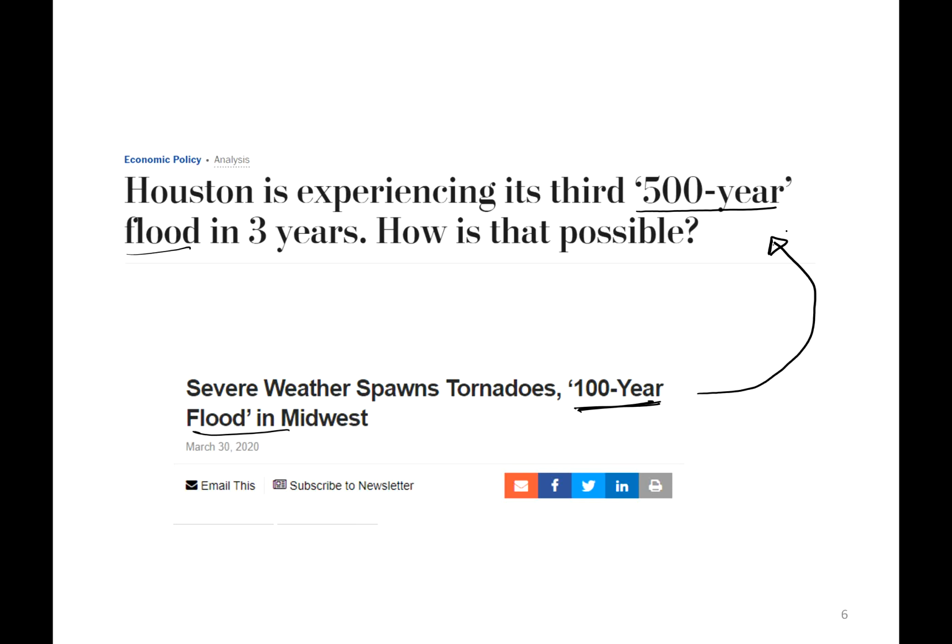So this, again, is actual news. This news article is saying that Houston is experiencing its third 500-year flood in 3 years. So if we go with the statement that a 100-year flood happens after every 100 years, then a 500-year event should happen after every 500 years, not 3 times in 3 years. So that's why we need to know what return period means.